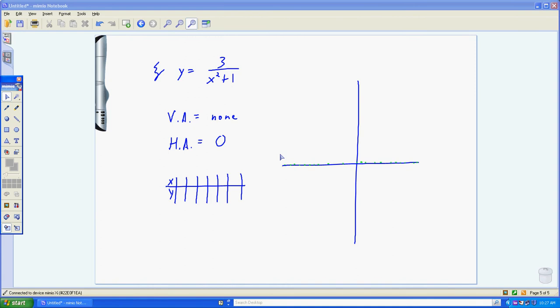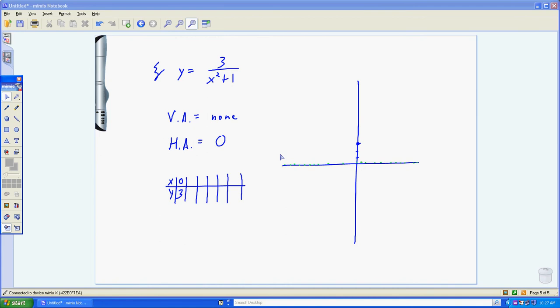So if I plug a 0 in for x, this is going to give us our y-intercept, but it's also going to give us what for a value of y? 3, right? Because 0 squared, 0 plus 1. So 0, I go up 1, 2, 3. And I plot that.